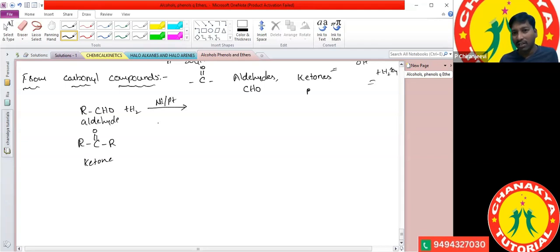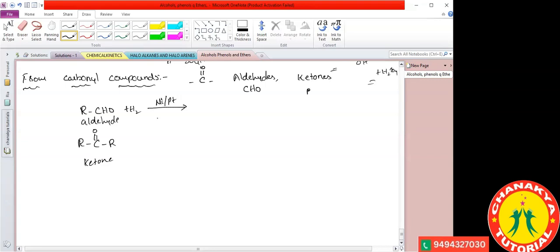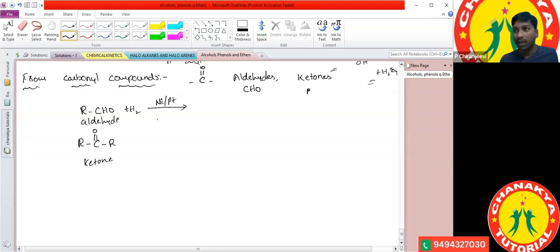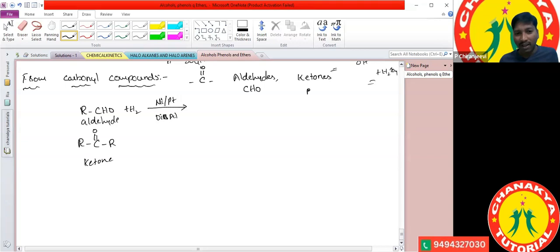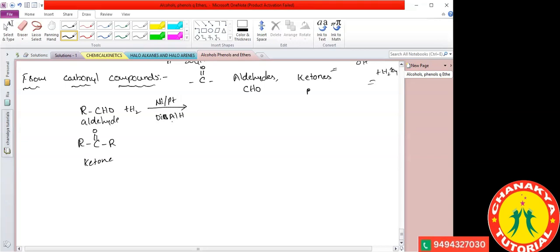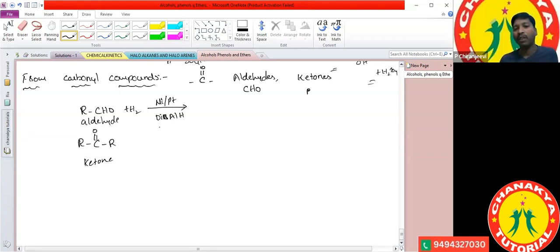Next, any other catalyst? DIBAL-H. Okay, sir, I forgot the molecular form, but it's DIBAL-H or something. DIBAL, generally we can call DIBAL. Di-isobutyl aluminium hydride. What is the abbreviation of DIBAL? Di-isobutyl aluminium hydride. It also acts as a reducing agent.